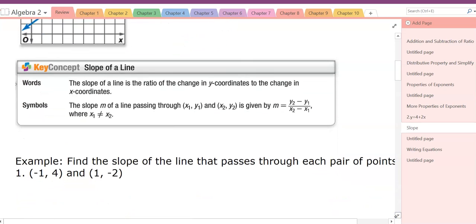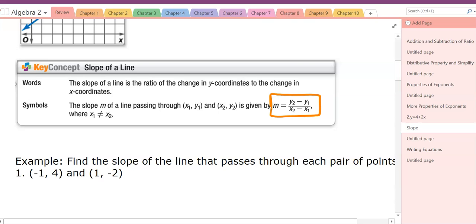So this box summarizes all of that stuff, where we're talking about the change in y-coordinates to the change in x-coordinates, so that rise over run, and we're using this equation to find that. Now the letter m is used to help us talk about slope. So if you see m in an equation, or if they give you in a problem, it says m equals a number, that's telling you what the slope of that line would be.